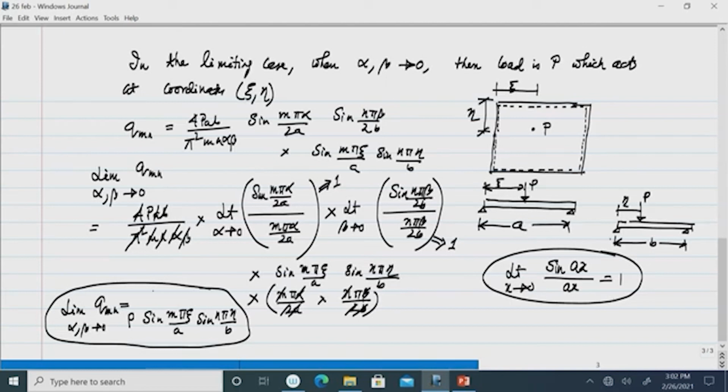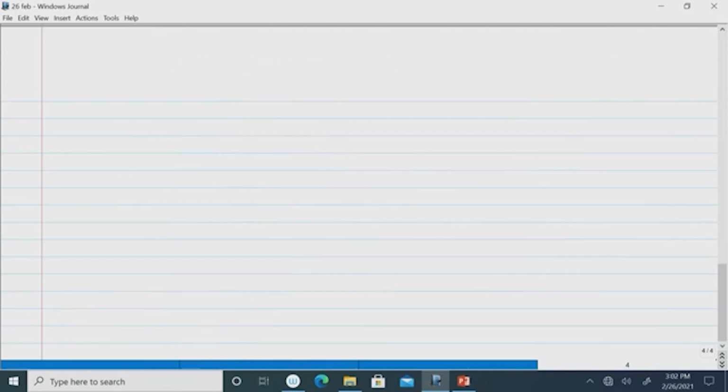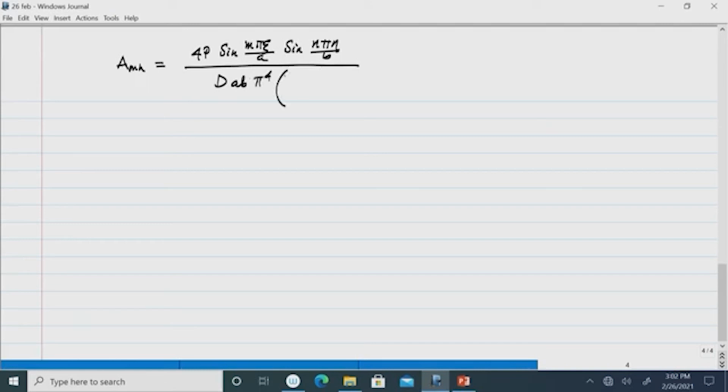Once the limit is found, then we can find the a m n. So, the expression a m n is now found out with the help of this limiting value. So, a m n will now turn out to be 4 p sin m pi xi by a sin n pi eta by b divided by D, where D is the flexural rigidity of the plate, pi to the power 4, m square by a square plus n square by b square whole square. So, this is the value of a m n.